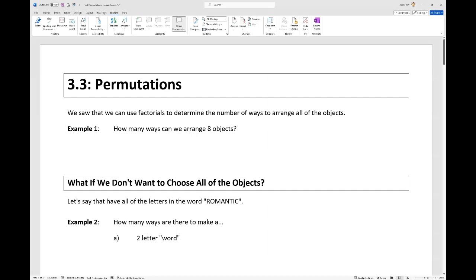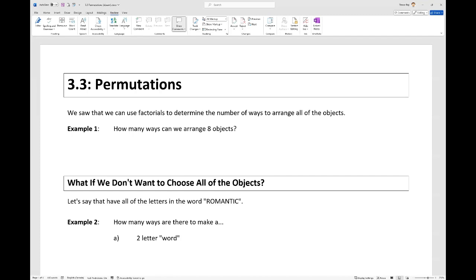In this lesson, we're going to finally get around to the title topic of our entire unit, which is permutations. Last lesson, we took a look at something called factorials, and we saw that if we had a bunch of objects that we wanted to arrange, we just had to figure out how many objects it was and take the factorial of that to figure out our arrangements.